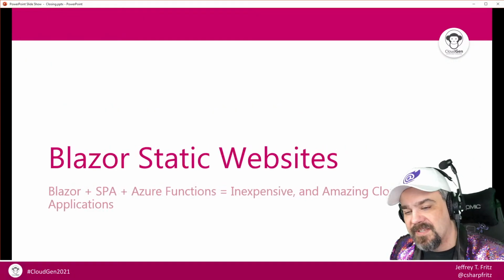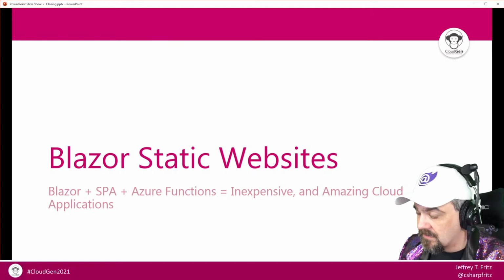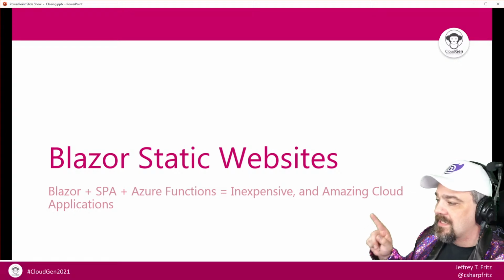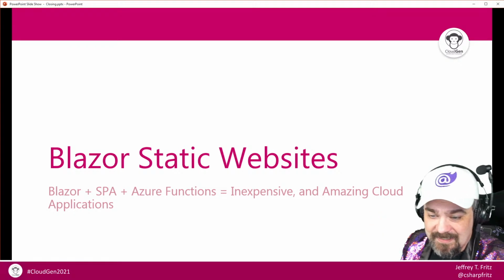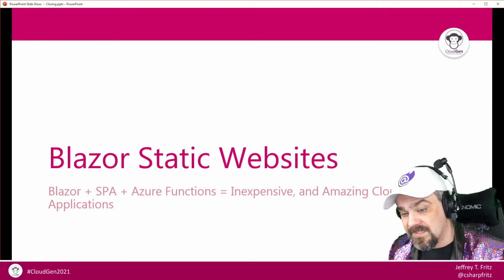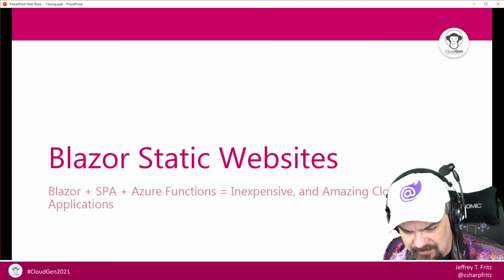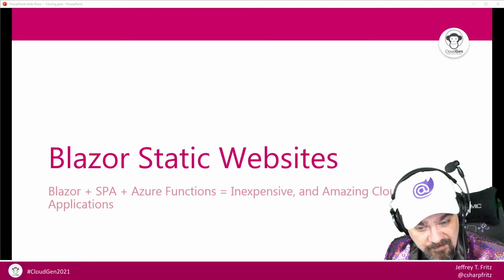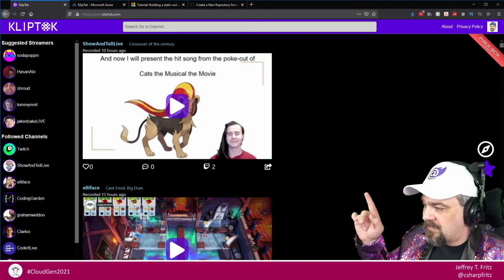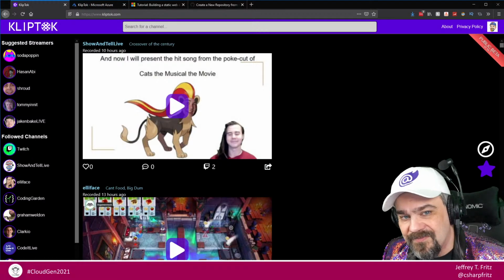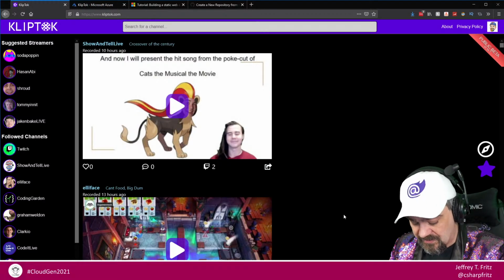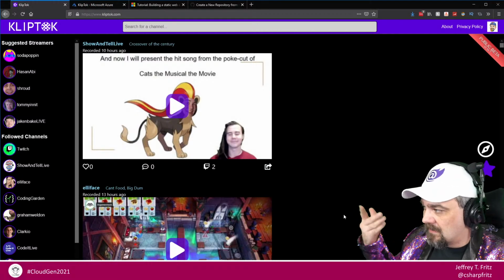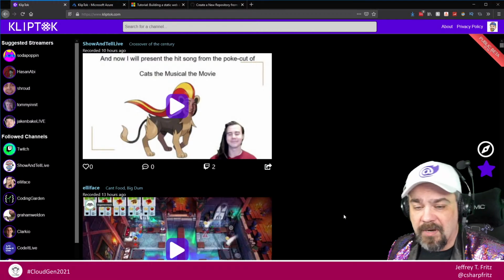Let's dig in a little bit to Blazor static websites. So Blazor plus single-page applications plus Azure Functions equals inexpensive and amazing cloud applications. Let's take a look at what this means. So I'm going to go back over here to my browser, and I'm going to show you a Blazor static website that I've been working on for a little bit called ClipTalk. Here it is. So this is an application that goes and fetches Twitch clips and presents them in a social media-like application here live in the browser.